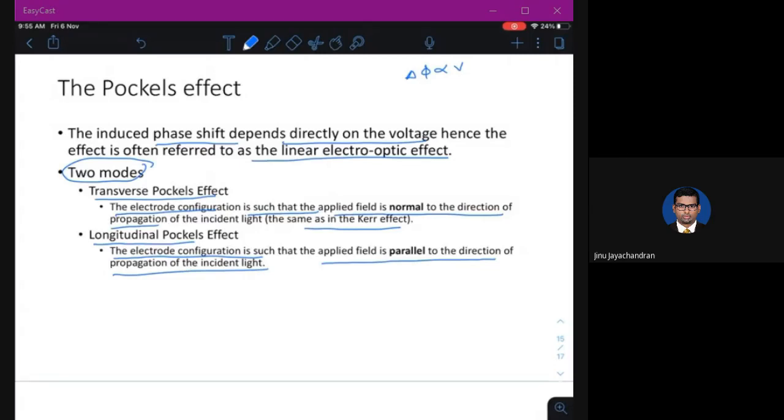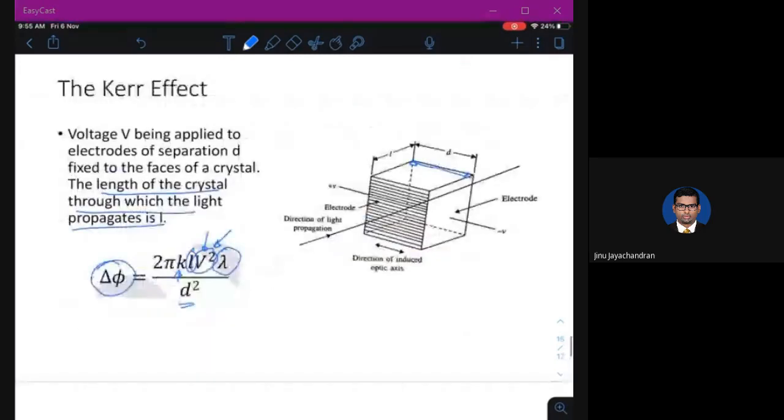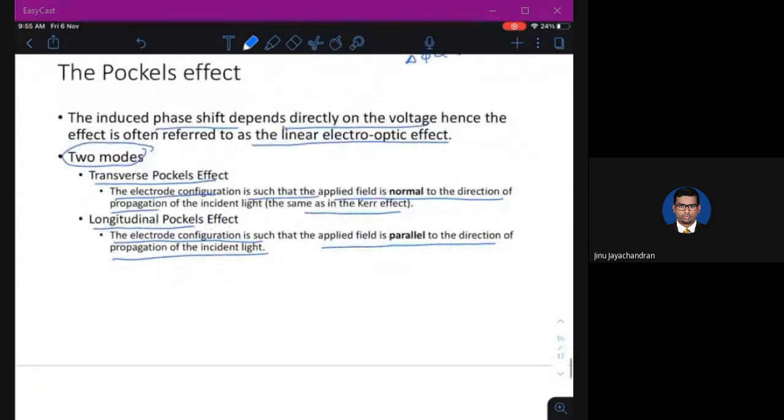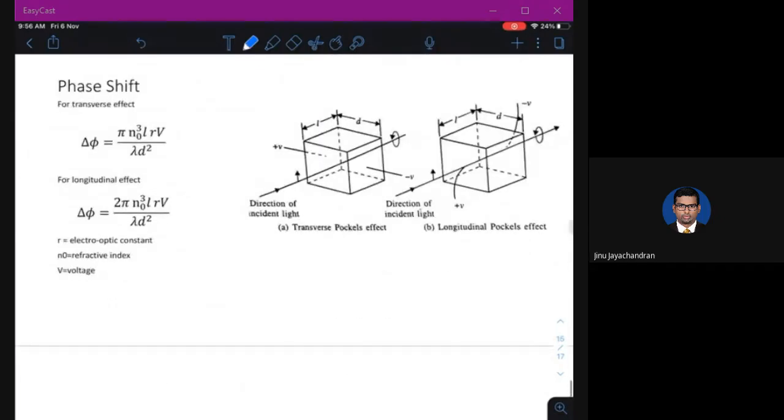If you place the electrodes such that the applied field is normal to the direction of propagation, which we have seen till now, you have electrodes here, here, and here, and this is the direction of propagation. The electrodes are aligned like this and the direction of propagation like this, which means it is perpendicular. It is called the transverse Pockels effect. But if you align the electrodes such that the direction of propagation and the applied electric field are parallel, it is called the longitudinal Pockels effect.